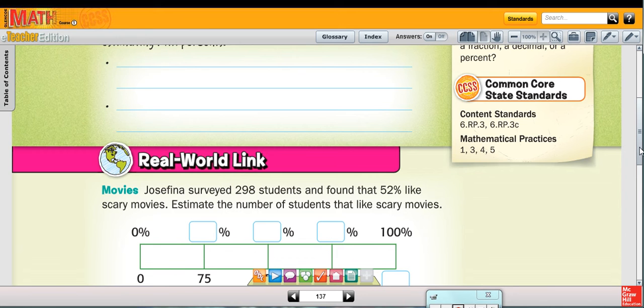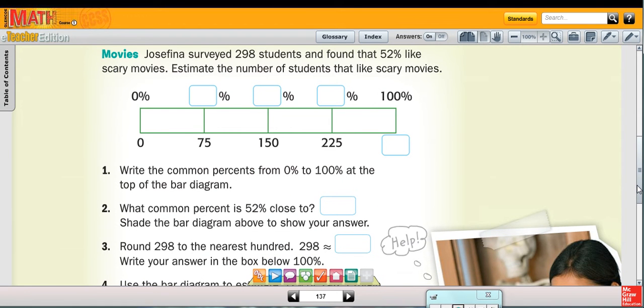Take a look at our real world link here. Josephina surveyed 298 students and found that 52% like scary movies. Estimate the number of students that like scary movies. So if you had to go and fill these percentages in for number one, how many groups did you have here? How many groups were there? Bailey? 4. So because there were 4 groups, we had to determine what our percentages would be. What's this first one at 75? 25%, then 50, and 75.